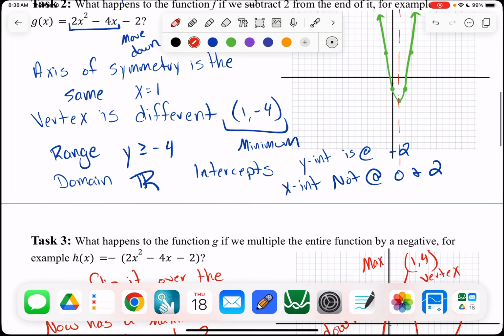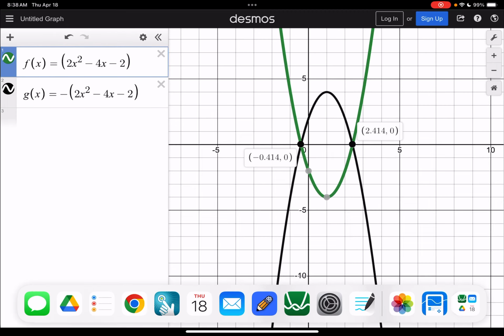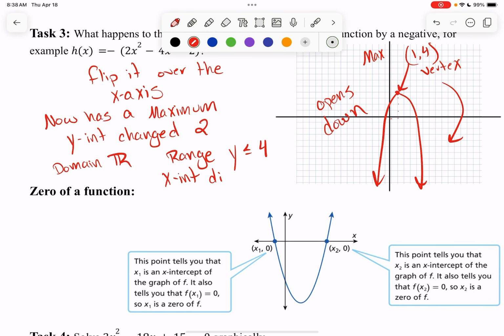Interestingly enough, if we go to Desmos, we can see those x-intercepts are the same for both of them. The x-intercepts don't change, and we'll actually be using that in a later section. They're still the exact same x-intercepts. It's just that instead of opening up, it's opening down.